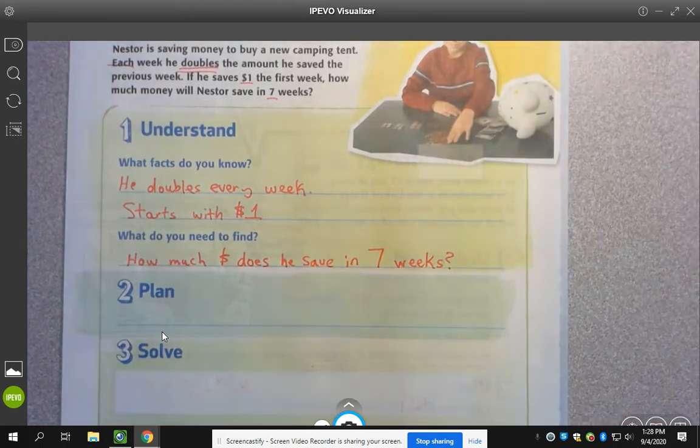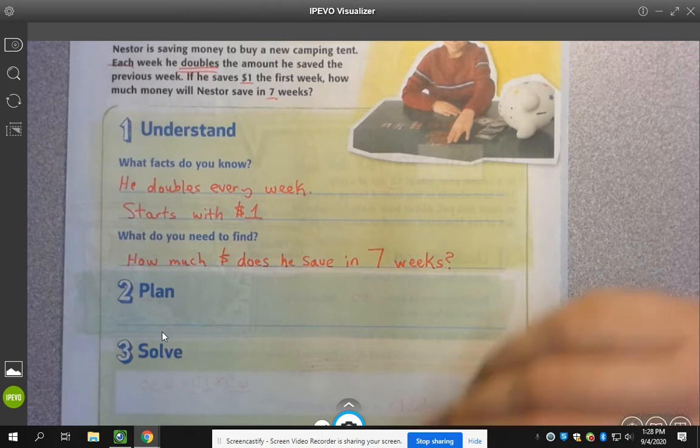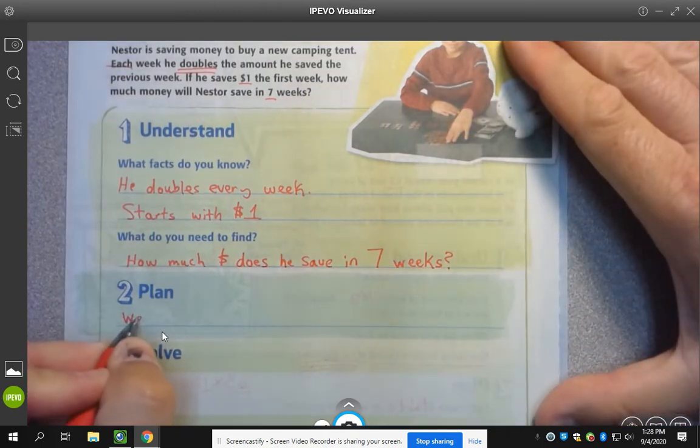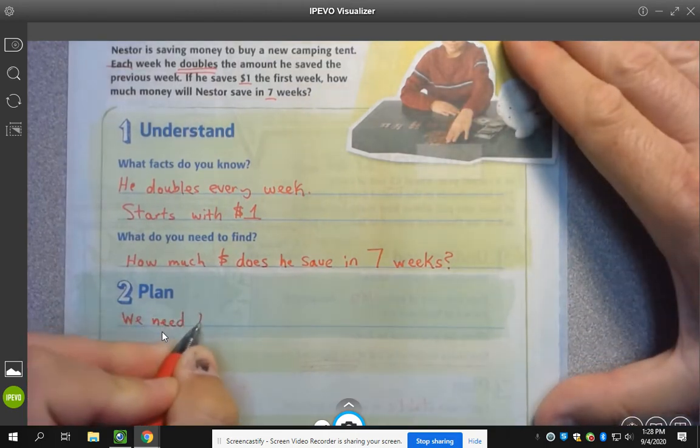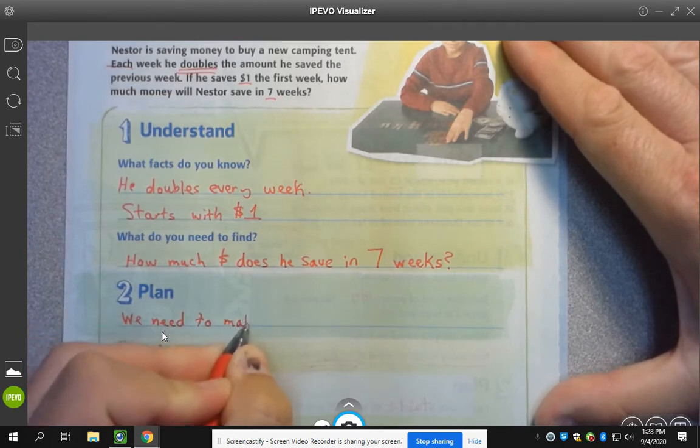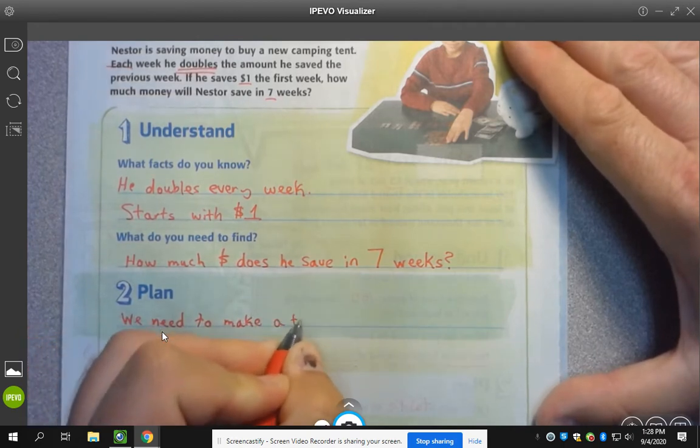So now we need a plan. What did we do the last time? We made a plan. What else did we make? We didn't make one. They had one for us. So yeah, we need to make a table.